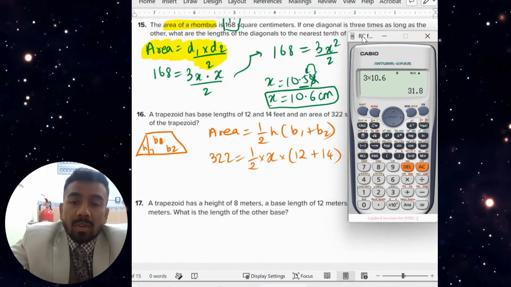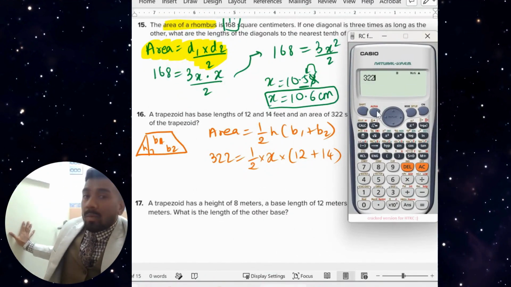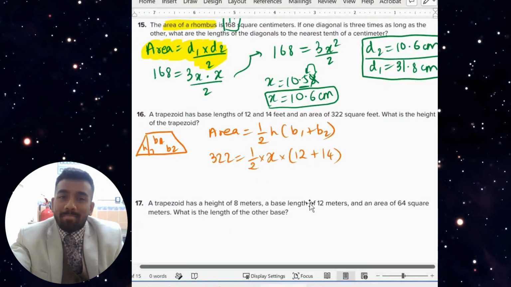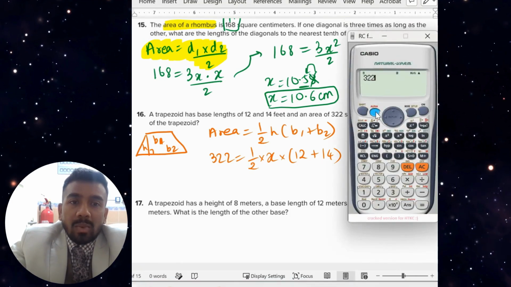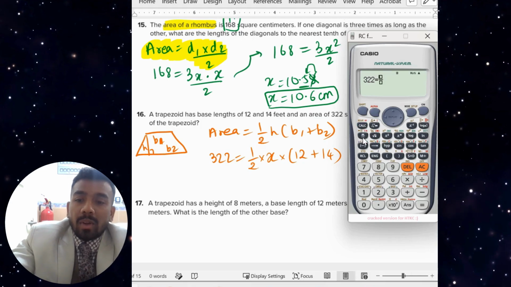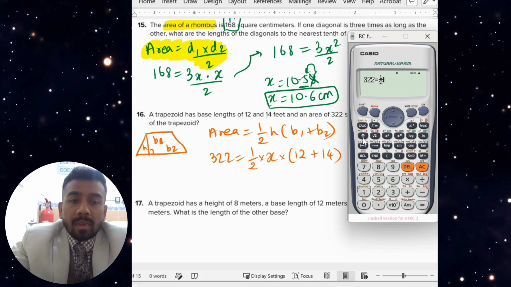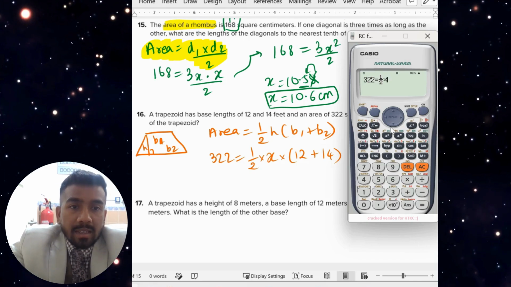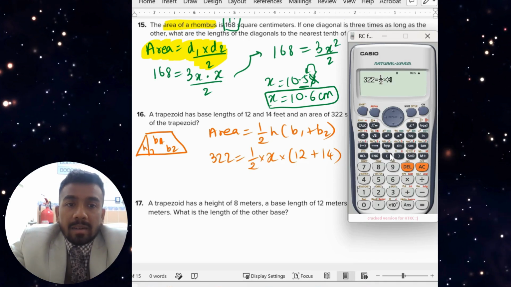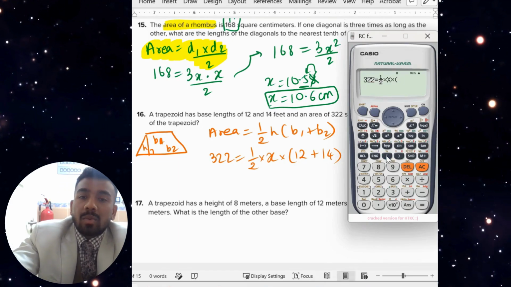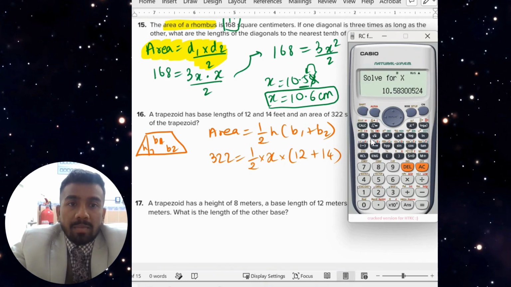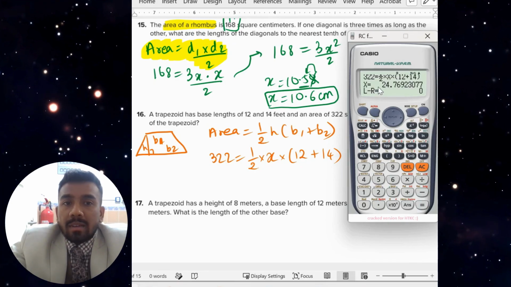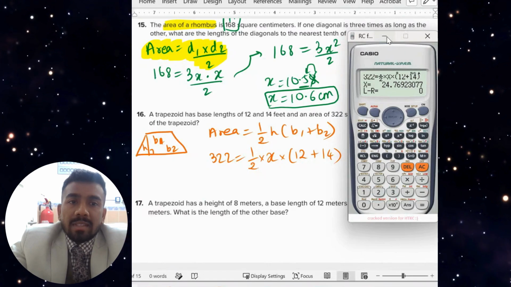So let's talk about this 322. Let's go ahead. So do shift solve. Once you do shift solve, what do you get? 322 equals 1 over 2 times x times 12 plus 14. Okay, do shift solve equals. So that's your height: 24.76977.